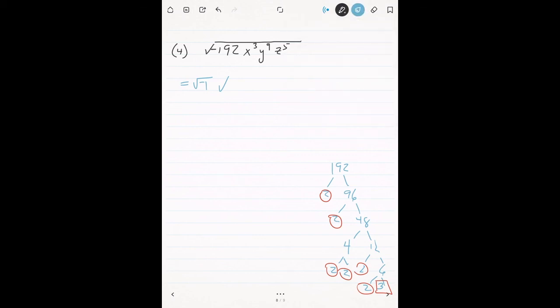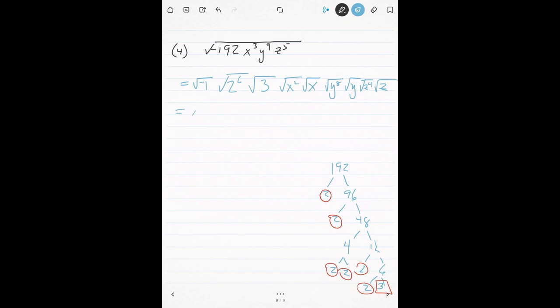So for 192, I could say that's the square root of 2 to the 6th power and the square root of 3 to the 1st power. Then we have to work with the variables. Instead of x cubed, I'm going to write x squared, and I have a root x here. Instead of y to the 9th, we're going to have the square root of y to the 8th, followed by root y. And then instead of z to the 5th, let's take z to the 4th and plain old root z.